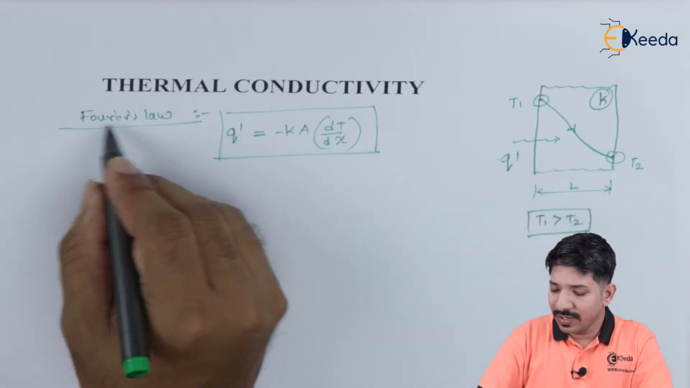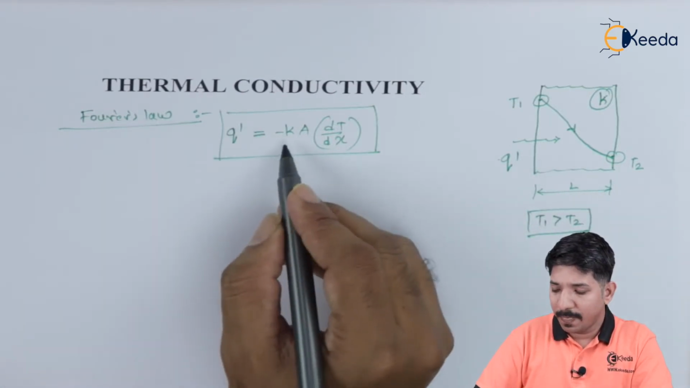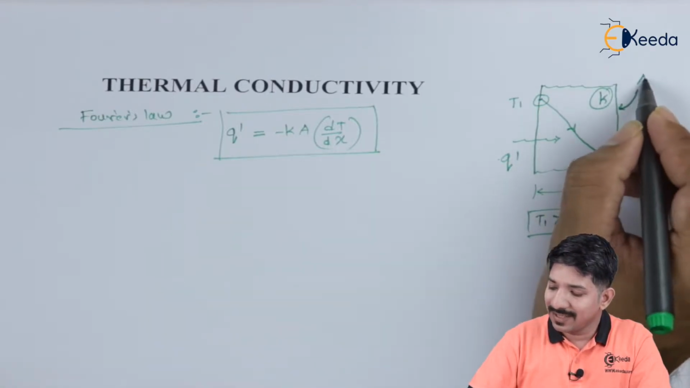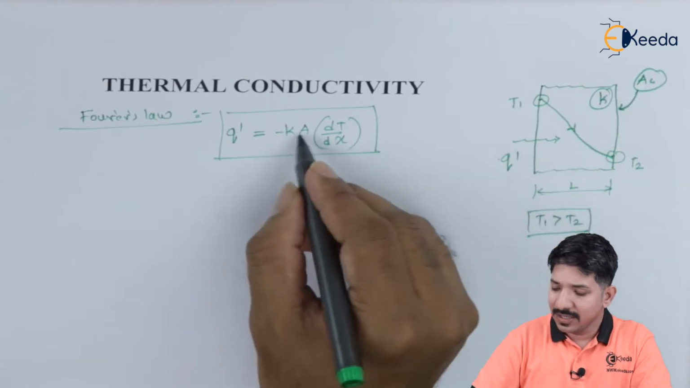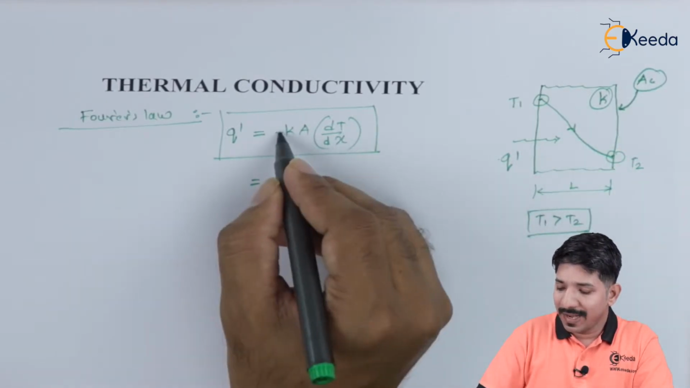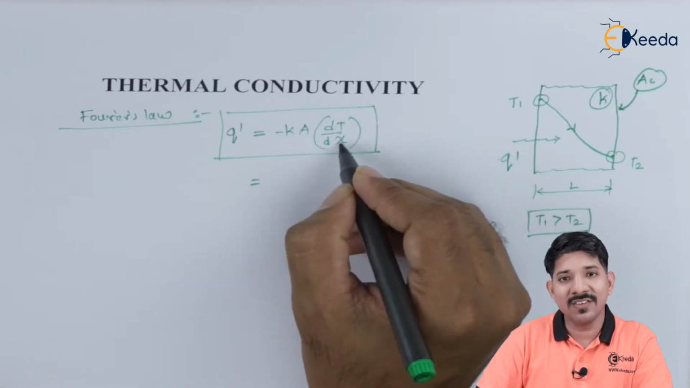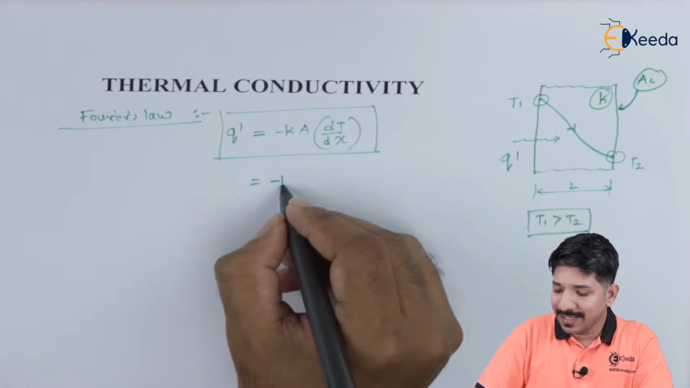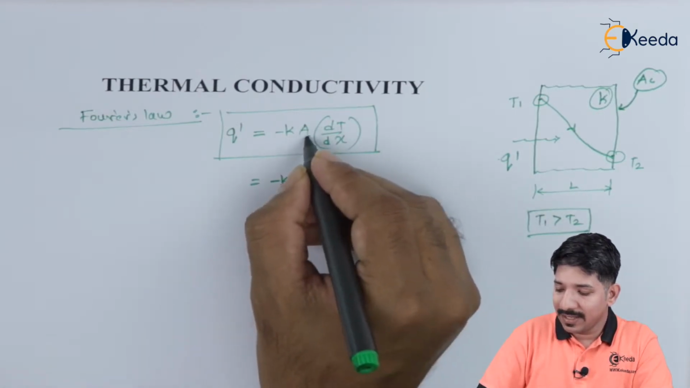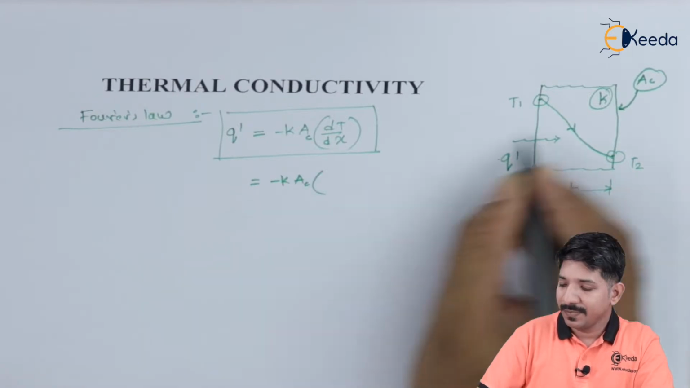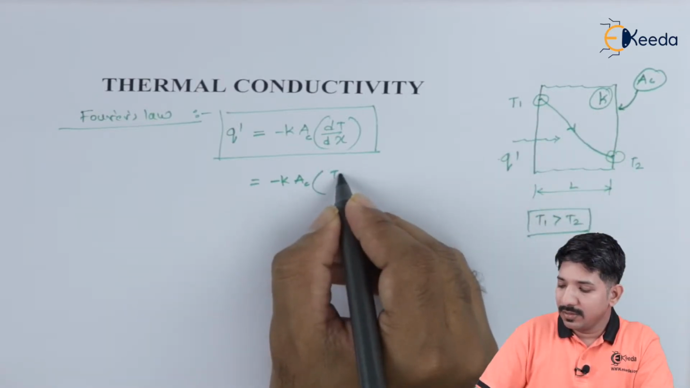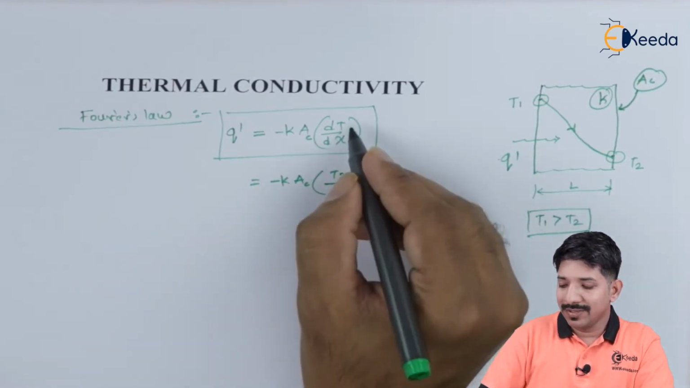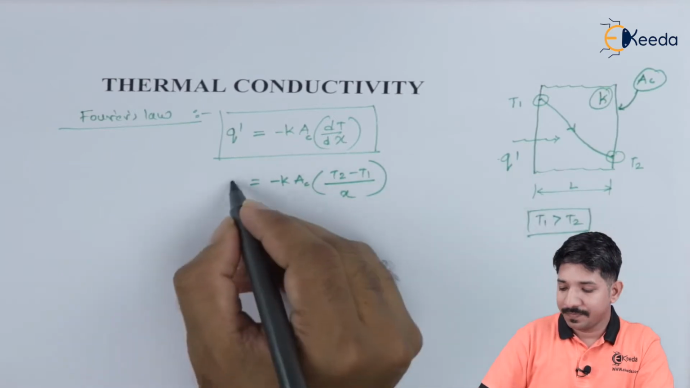Then we know that Fourier's law says that Q dash is equal to minus K into A. Now this A is nothing but the cross-sectional area into dT by dx. This minus sign is coming to picture because dT by dx itself is negative, which is what we call as temperature gradient. Now this can be written as minus K A C, that is the cross-section, into T2 minus T1 upon X. So this is my dT by dx for this case.